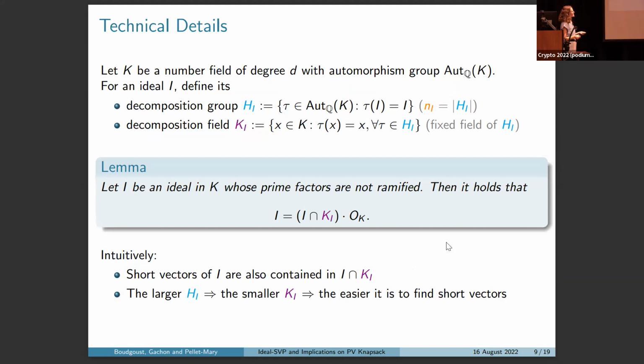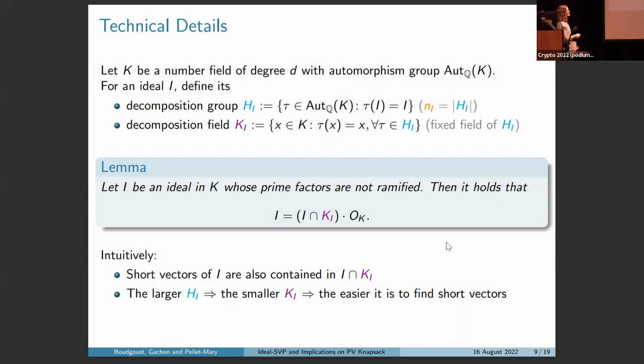So the Ni number that I just gave you is actually the size of the decomposition group. That's just the same definition as what I gave you. And we can look at its fixed field, what we also call the decomposition field, Ki. And then the main technical lemma in our paper is that if you're given an ideal, then you can intersect it with this fixed field, the decomposition field, and multiply it again with the ring of integers to recover your original ideal. And intuitively, what that means is that if you have a short vector in I, then it is also contained in this smaller set, I intersected with this fixed field.